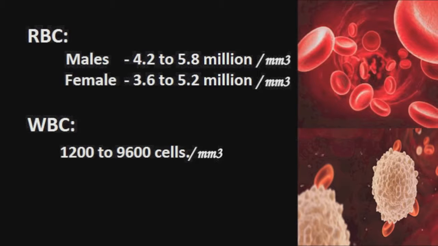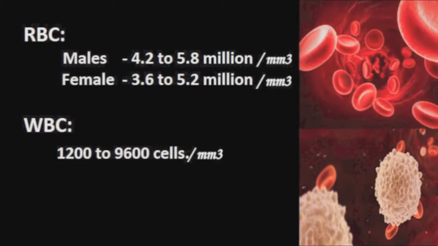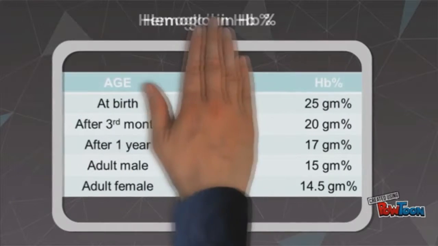Normally, the RBC count in males is 4.2 to 5.8 million per millimeter cube, while in females it is 3.6 to 5.2 million per millimeter cube. The WBC count is 1200 to 9600 cells.